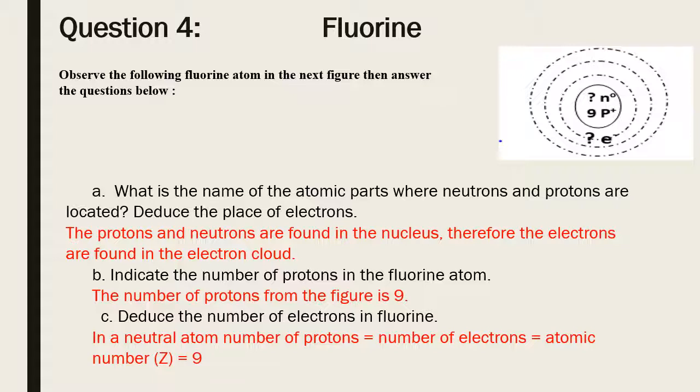Indicate the number of protons in the fluorine atom. So from the figure we know that the number of protons is 9. Deduce the number of electrons in the fluorine. Remember, in a neutral atom, the number of protons equals the number of electrons, which equals the atomic number Z. So the number of electrons in the fluorine atom is 9.